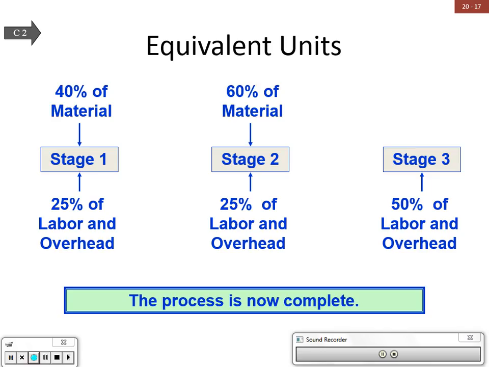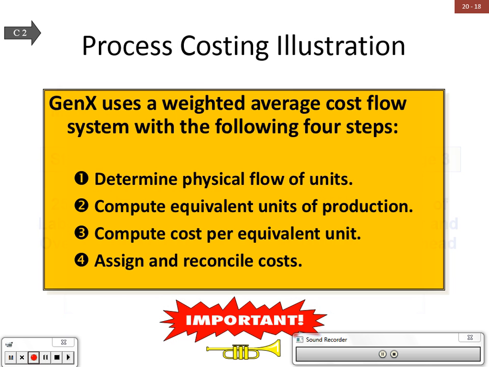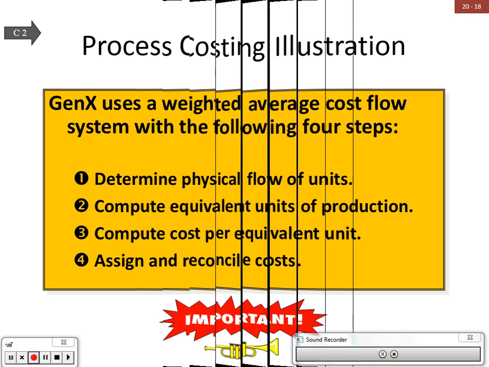Now look at this now, stage 3. This is the process where it's complete. That remaining 50% of labor and overhead has been added. And we know material was at its highest by stage 2. So you're talking about Gen X.